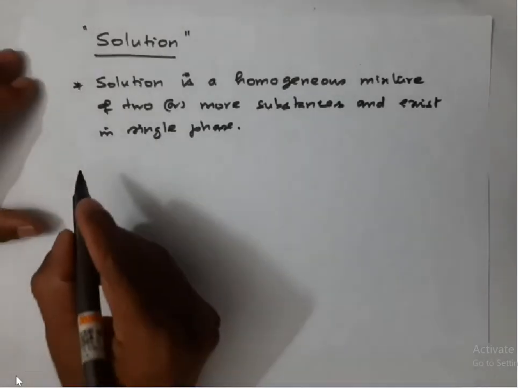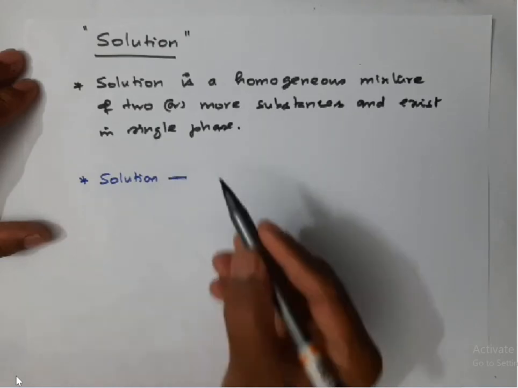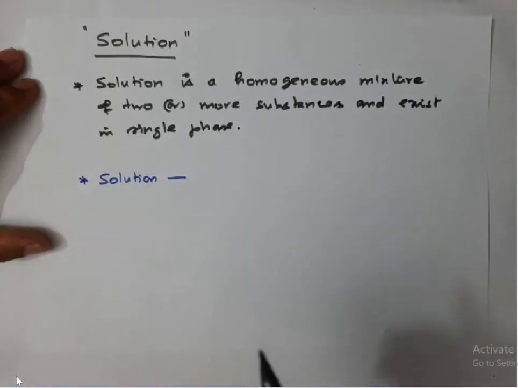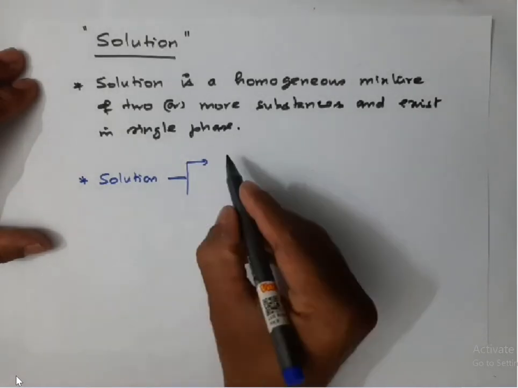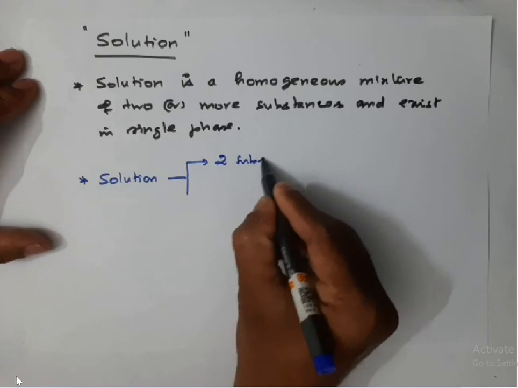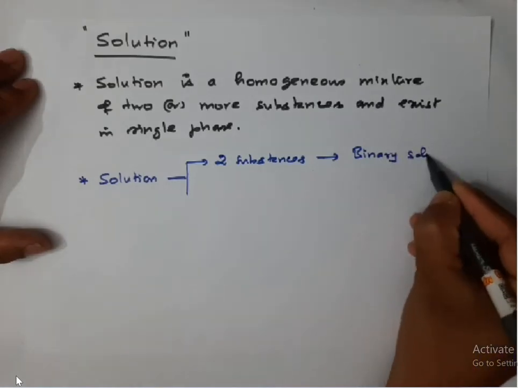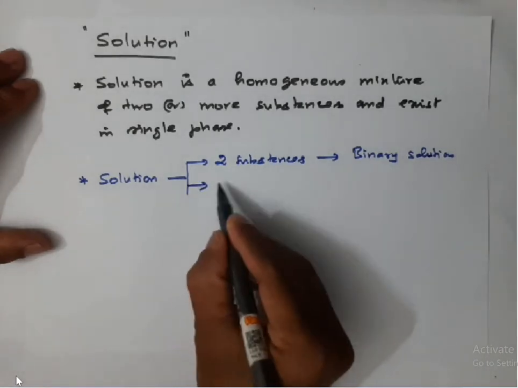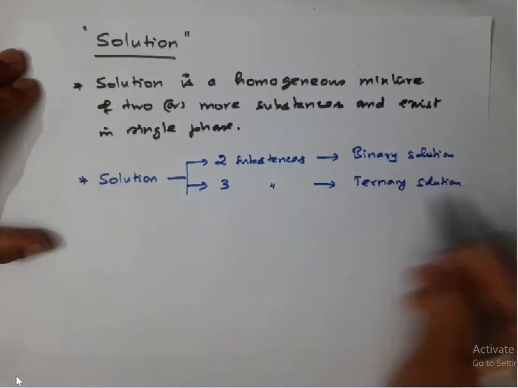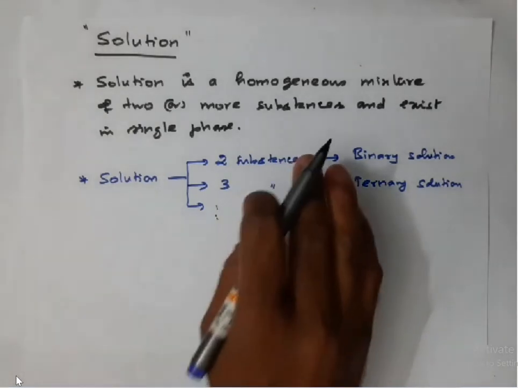Then in solution, I have told you in the last class that depending upon the number of substances present, we classify solution as binary, ternary, etc. If a solution contains a mixture of two substances, we call it a binary solution. If it contains three substances, we call it a ternary solution, and four substances, quaternary, pentary, like that. So we have different types of solutions based on the number of substances present in it.